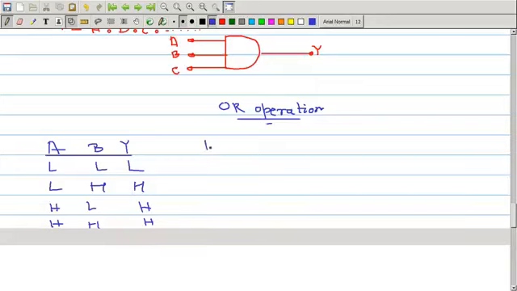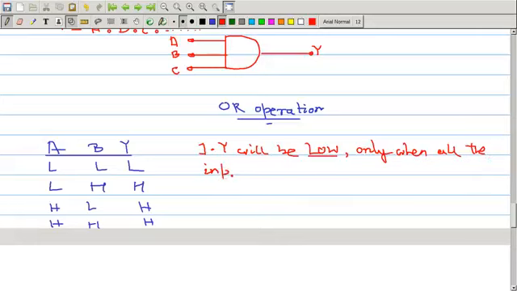Now what are the important points to know over here? The important points to know in these OR operations are as follows. As you can find, just like the previous one, Y will be low only when all the inputs are low. So this is the first observation in the case of an OR gate.